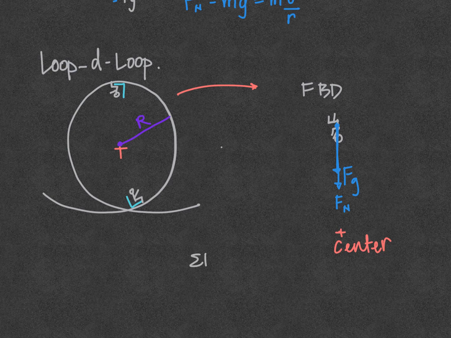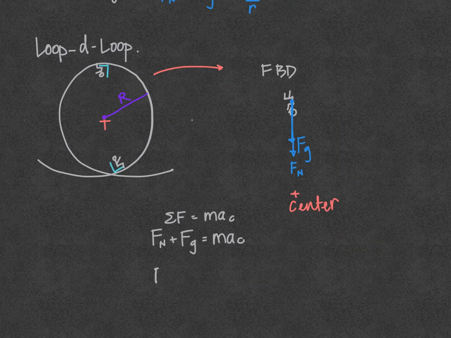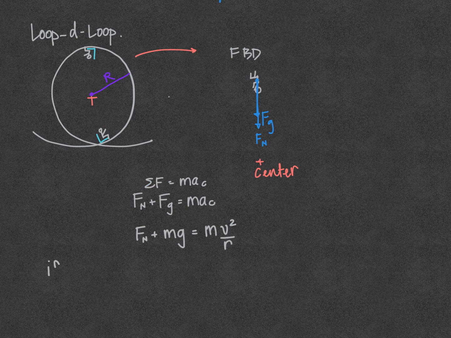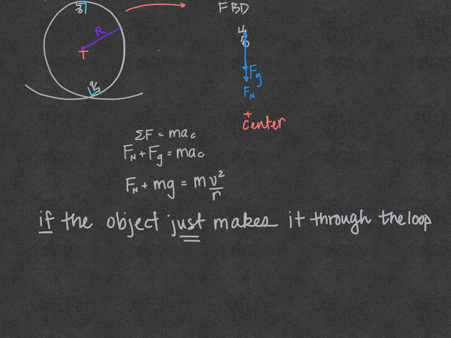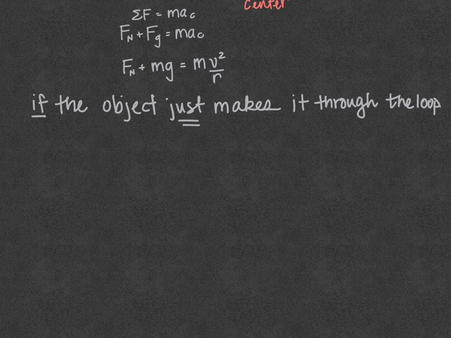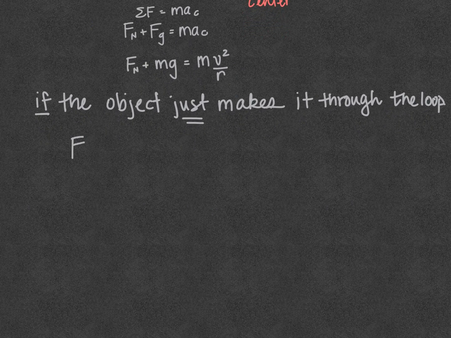So again, because the object is moving in a circle, there is an unbalanced force because there is a center-seeking acceleration. But in this case, both the normal force and the weight are in the positive direction, so let towards the center be positive. Substituting what I know, the normal force plus m times g would be equal to m v squared over r. Now, a special case of this is if we were to just make it through the loop. If you're swinging something around and it just makes it through, in that case, the normal force is 0.